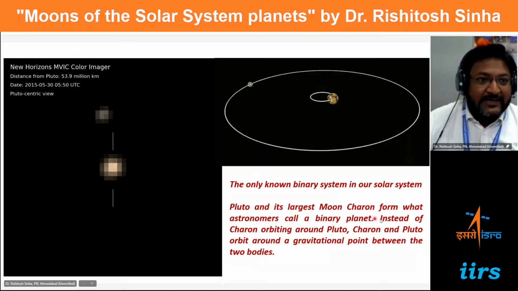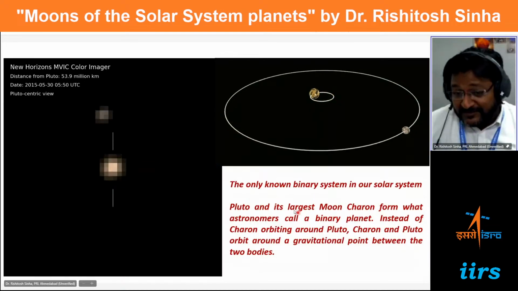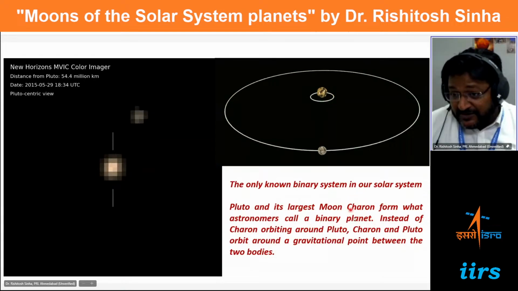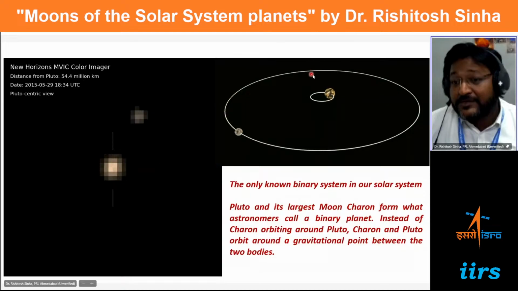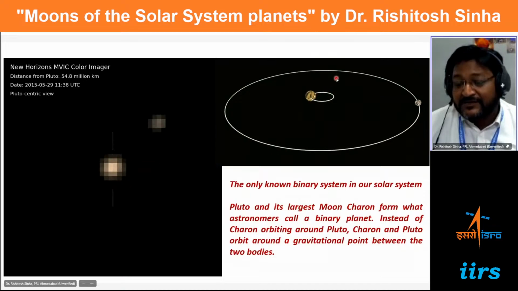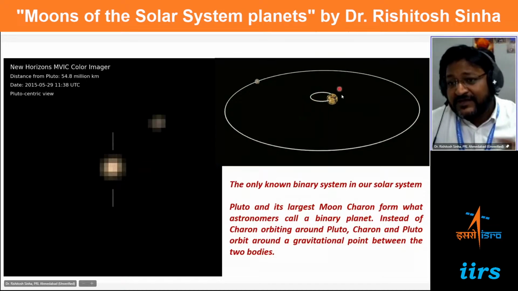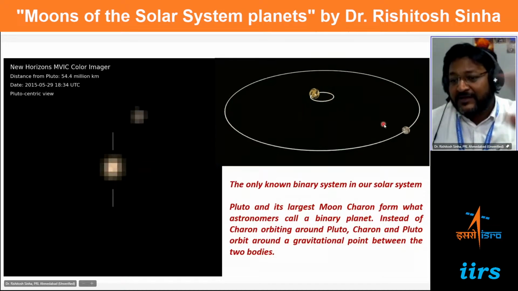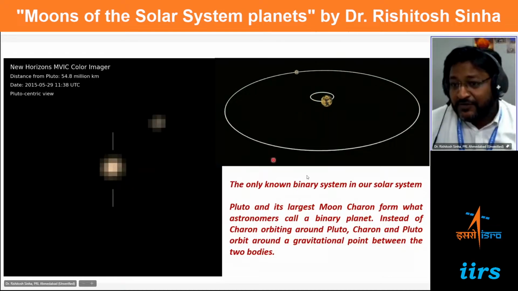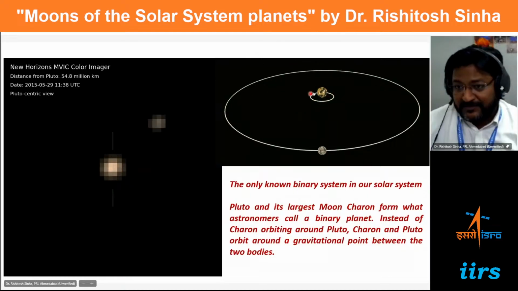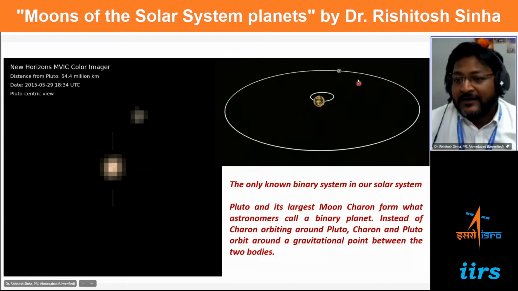And then coming to one of the other moons, the one around the dwarf planet Pluto, which is Charon. Charon is very special again because, from an astronomer's point of view, the Pluto and Charon system is actually called a binary system of planets. In the previous cases we have seen the moons rotating around the planetary body, but in this case, it is not only rotating around Pluto, they actually make a binary system.